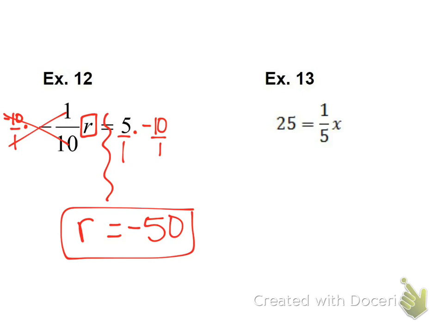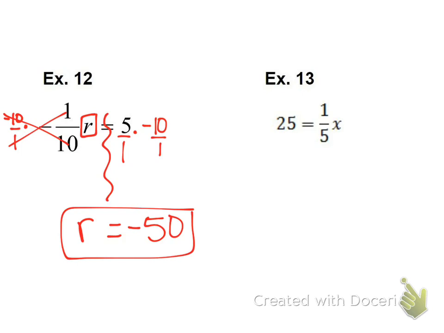Isn't negative 1 over 2 the same thing as negative 50? You didn't flip your fraction when you multiplied on the other side. We got to flip this fraction. Okay. Make sure you're doing the reciprocal on both sides, not just the same fraction. If you do the same fraction on both sides, you're not helping yourself out. Deshaun?